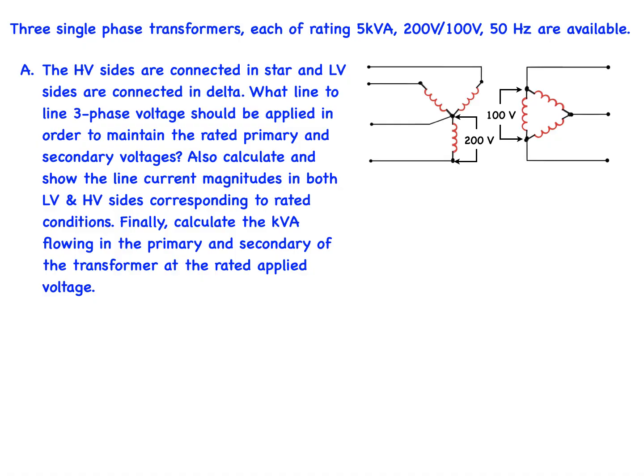we are to find what line-to-line three-phase voltage should be applied in order to maintain the rated winding voltages. Also, we have to calculate and show the line and phase current magnitudes in both the low voltage and high voltage sides corresponding to the rated conditions. Finally, we have to calculate the kVA flowing in the primary and secondary of the transformer at rated applied voltage.